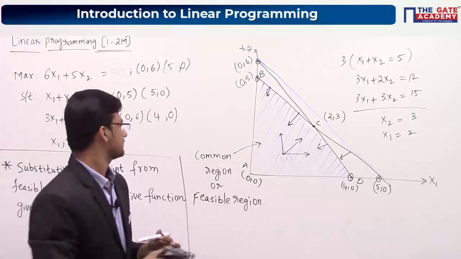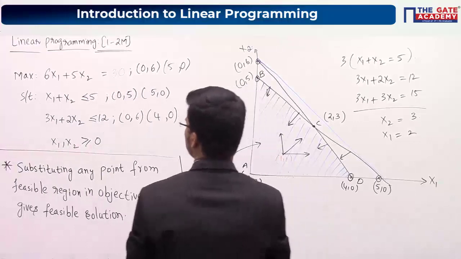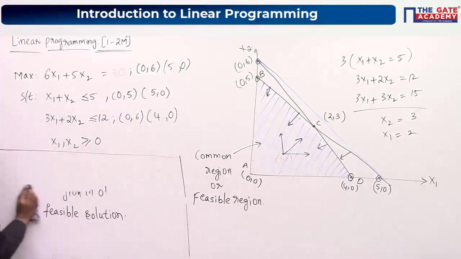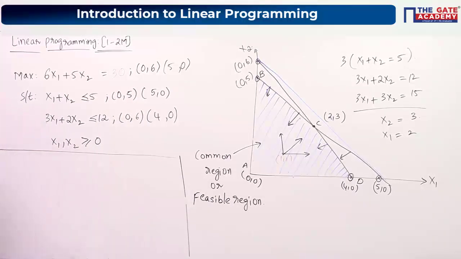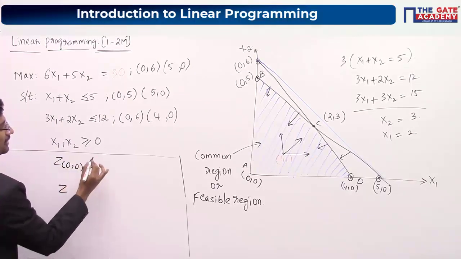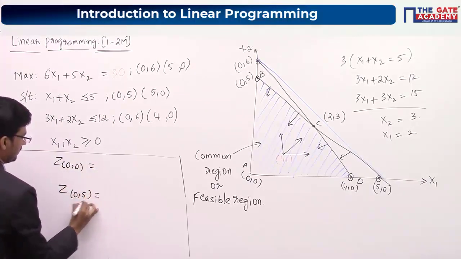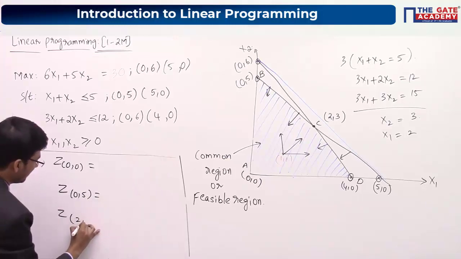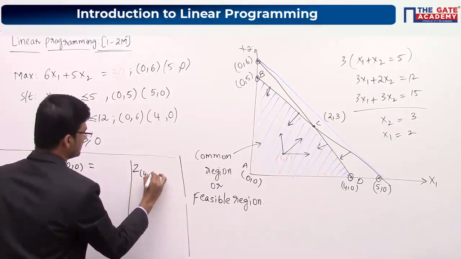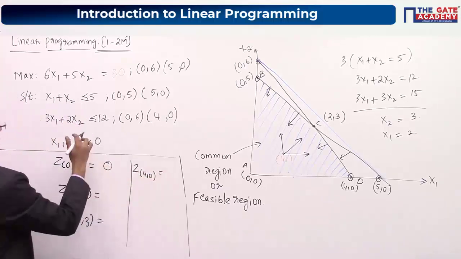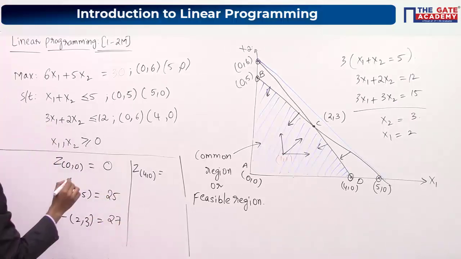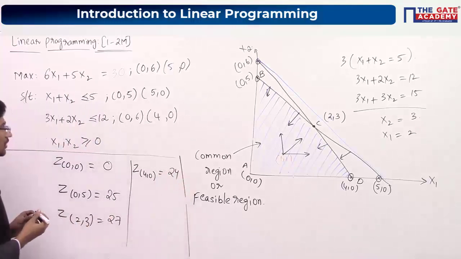Now evaluate this at the corner points. So what will you get? I am just erasing this part. So z value at 0, 0, z value at 0, 5, z value at 2, 3 and z value at 4, 0. It will be 0. This will be 25. I think this is 27. This will be 24. So the given problem is a maximization problem, so this will be your answer. If it was a minimization problem, then this will be your answer.